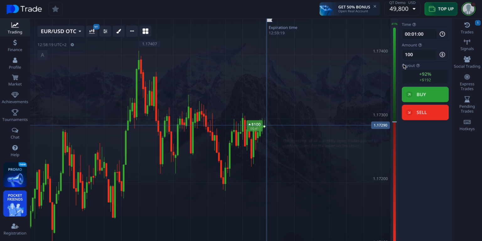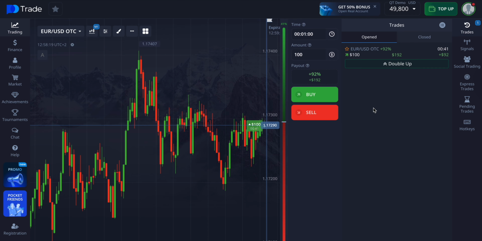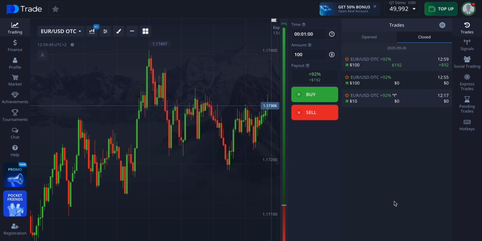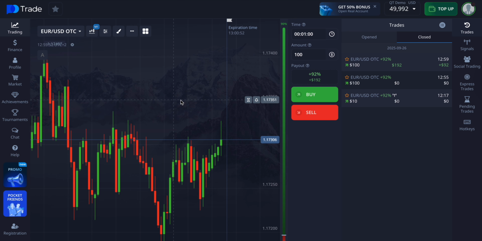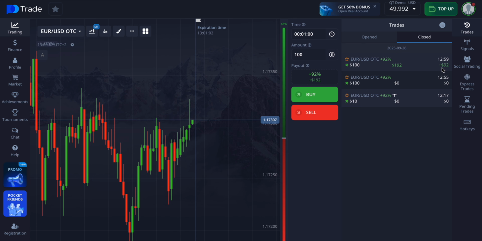And how much will I lose? The amount that I've invested and risked, which is $100. As you can see, here's my trade open now. And how much will I win? Well, 92% of my initial investment. So the amount I will get back will be 192, and 100 of it will be my initial investment, and 92% will be the pure profit. All right, so now our trade has been concluded and we have profited $92. Okay, so after 1 minute, the price was trading above my entry, and that's why I profited.